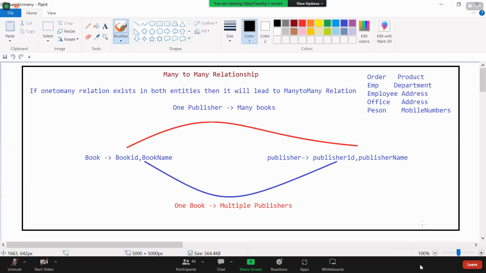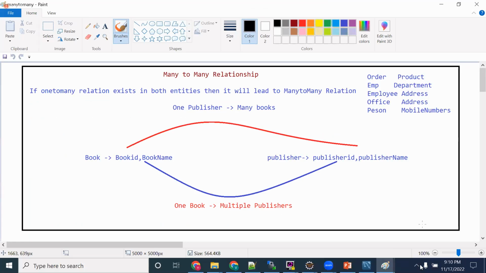Have one-to-many relationship from both the sides. Entity A to entity B, one-to-many, as well as entity B to entity A, one-to-many. If we have one-to-many relationship from both the entities, it may lead to many-to-many.